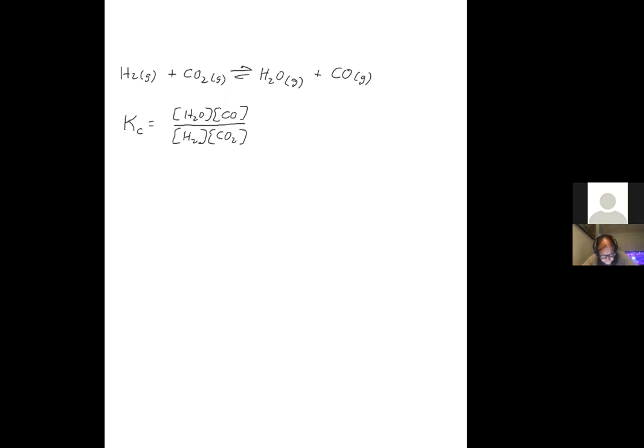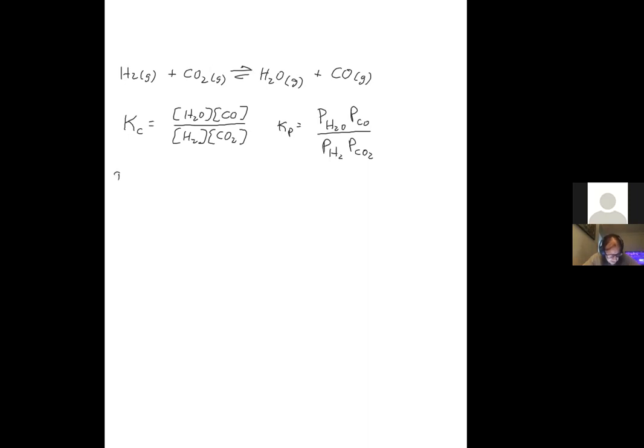Now I'm going to write out the expression for Kp. I'll do that here. Pressure of H2O times pressure of CO divided by pressure of H2 divided by pressure of CO2. Okay. Makes sense, right? Kp, Kc. Can we convert between them? And here's how we can convert.